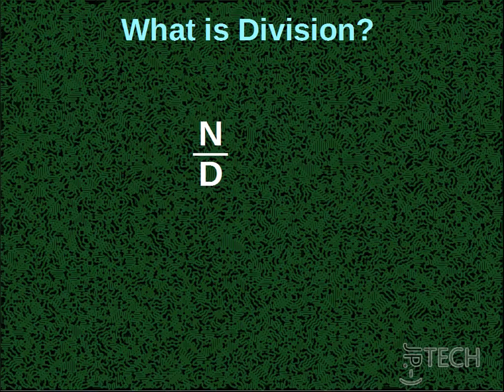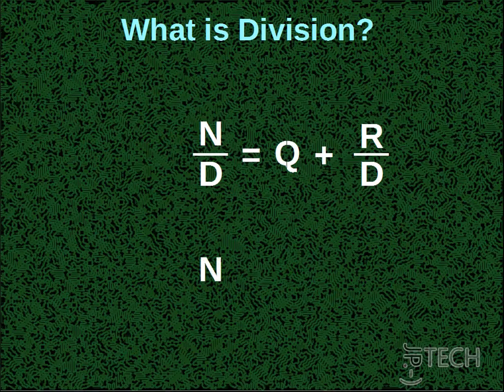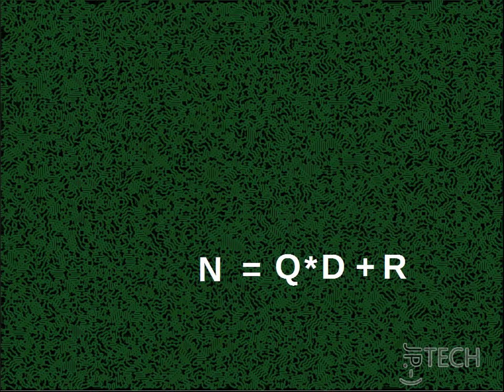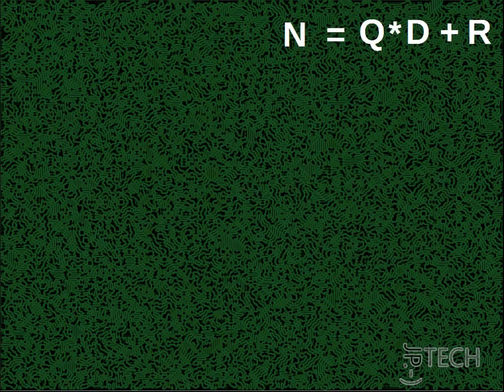We can write this as a formula. The numerator over the denominator is equal to the quotient plus the remainder, which is really simply a fraction of the denominator. We can then rewrite this as the following formula. The numerator is equal to the quotient times the denominator plus the remainder. We're going to be focusing on this format of the formula.